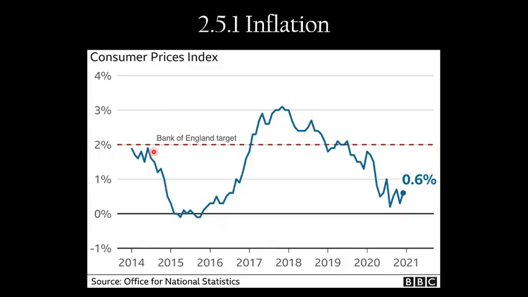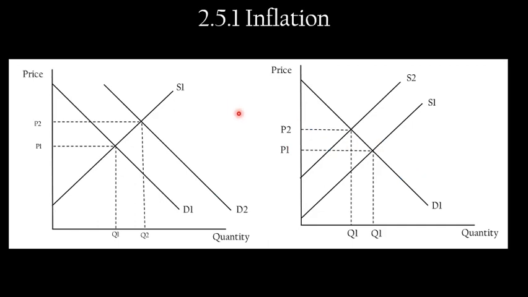This is the Consumer Prices Index. The video will quickly be outdated and this inflation rate will change, but you can see since 2014 the Bank of England hasn't done too badly at keeping inflation within its 1 to 3% target range, and that's not always been the case historically. So we've done pretty well with inflation over the last few years.